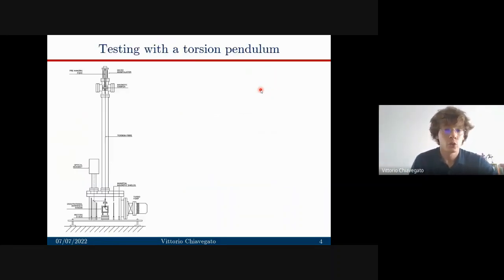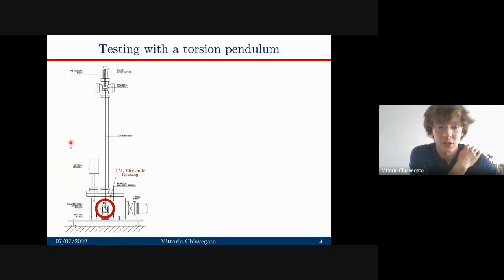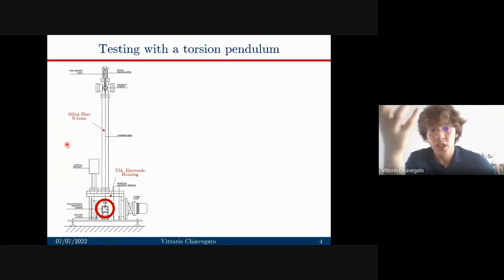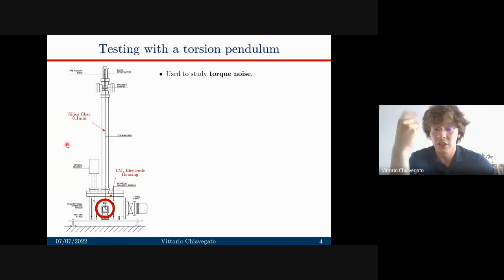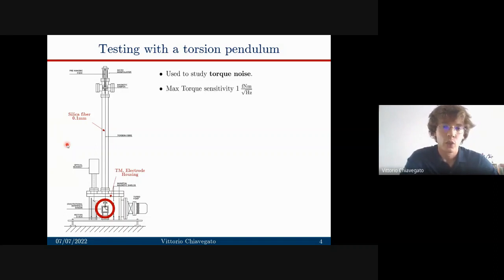So we must verify that these fluctuations are not too big and become an important source of noise. To test this, we use a torsion pendulum here in Trento. You can see here a picture of it. Down here, there's the test mass and the electrode housing. The test mass is hanging from a silica fiber of 0.1 millimeters diameter. And with this pendulum, we can study the torque noise, which we can then convert to an acceleration noise to compare with LISA and LISA Pathfinder. We have a sensitivity of 1 femtonewton meter per root hertz at resonance.